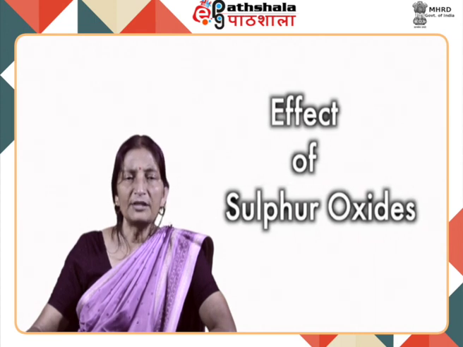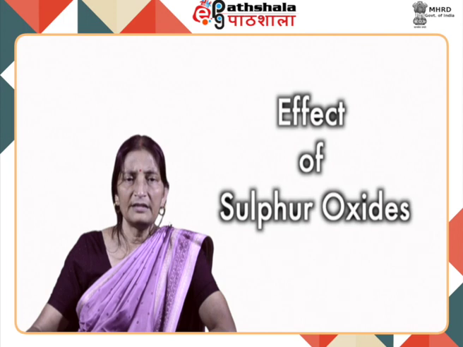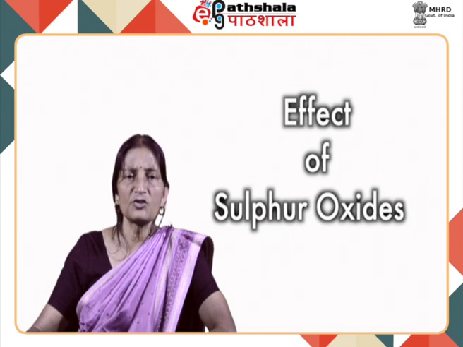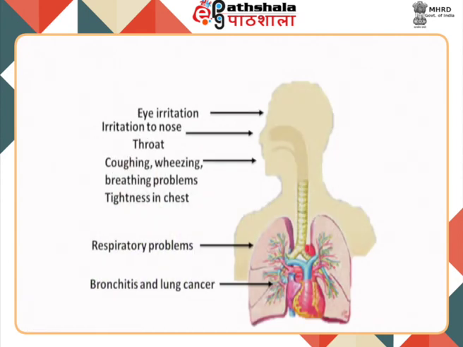Effects of sulfur oxides. Let's have a look at the primary effects of sulfur oxides. The first is effects on human health. Sulfur dioxide is dangerous if breathed in. It causes irritation to nose, throat and airways, giving rise to coughing, wheezing, breathing problems and a feeling of tightness in the chest. Sulfur dioxide is quick acting and the symptoms can be felt in 10 to 15 minutes after breathing it in. Asthma patients are most affected by exposure to sulfur dioxide. Sulfur dioxide gas also causes eye irritation.